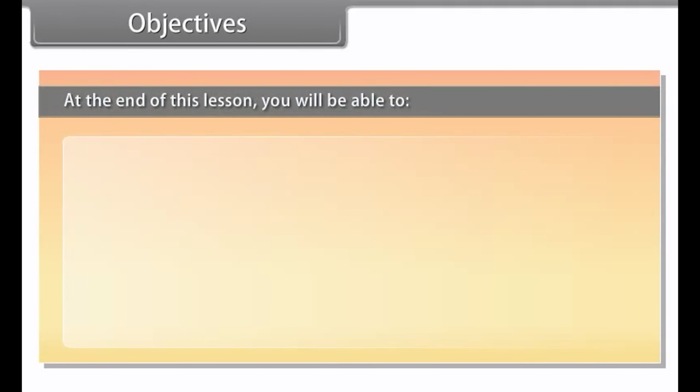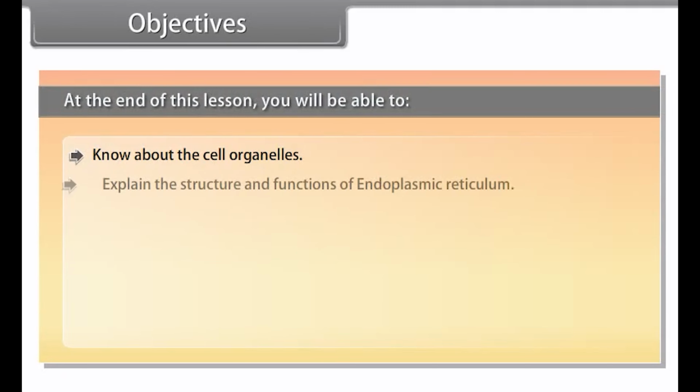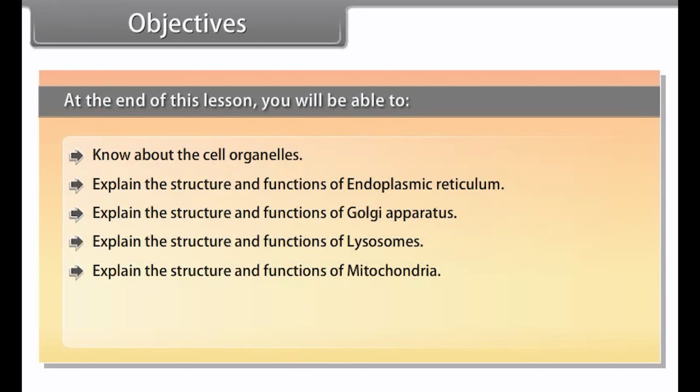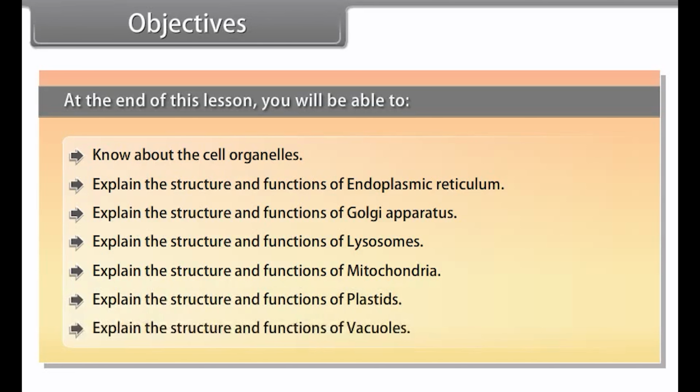At the end of this lesson, you'll be able to know about the cell organelles, explain the structure and functions of endoplasmic reticulum, explain the structure and functions of Golgi apparatus, explain the structure and functions of lysosomes, explain the structure and functions of mitochondria, explain the structure and functions of plastids, and explain the structure and functions of vacuoles.